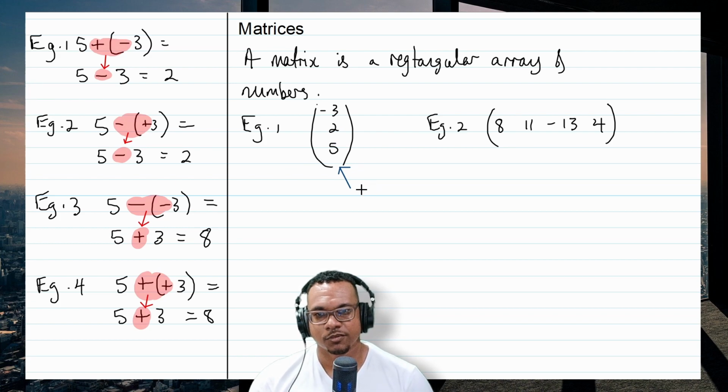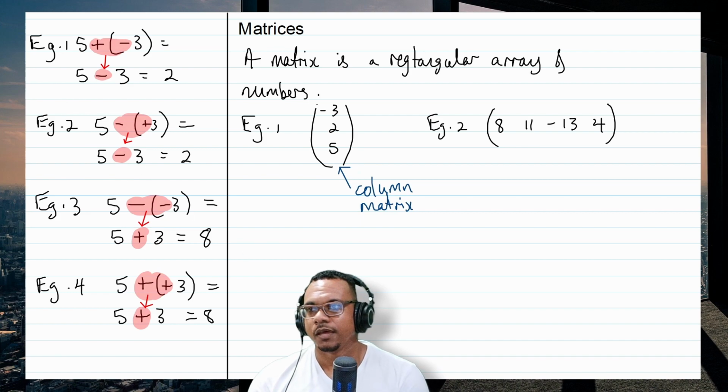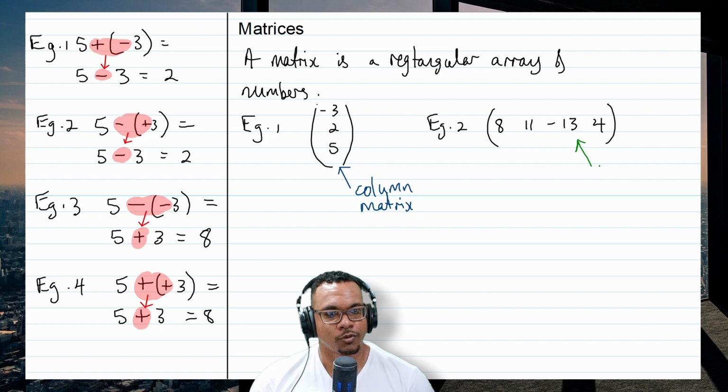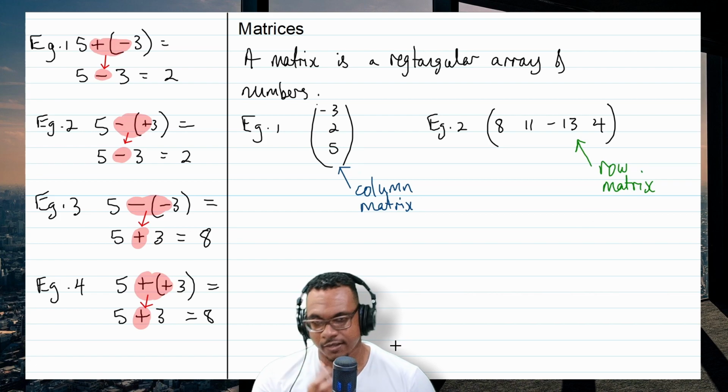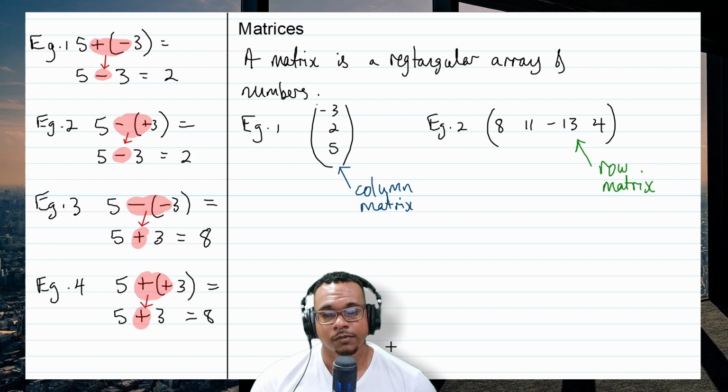So the vertical one is called a column matrix because that's all vertical. And this other one here, since it's horizontal, it's called a row matrix. So column is vertical, row is horizontal.